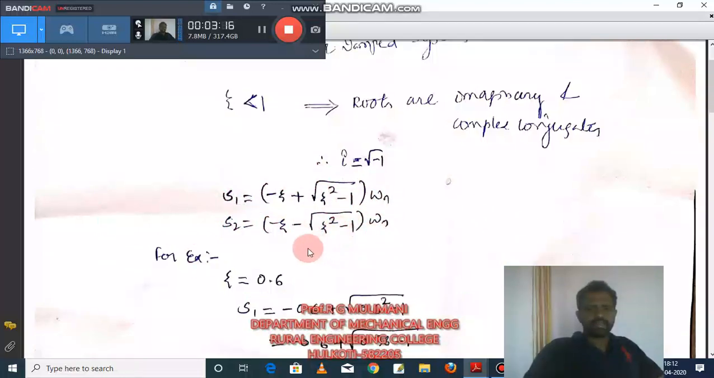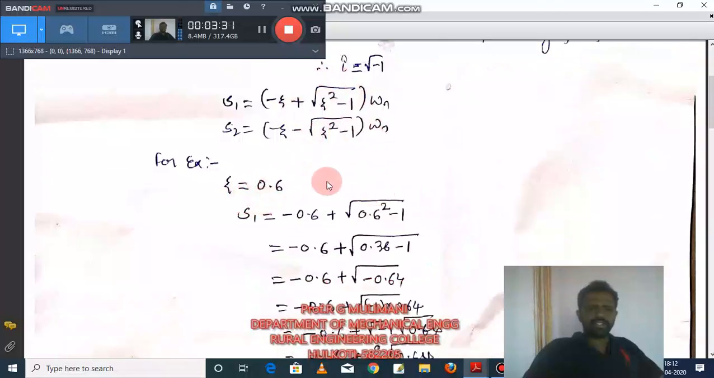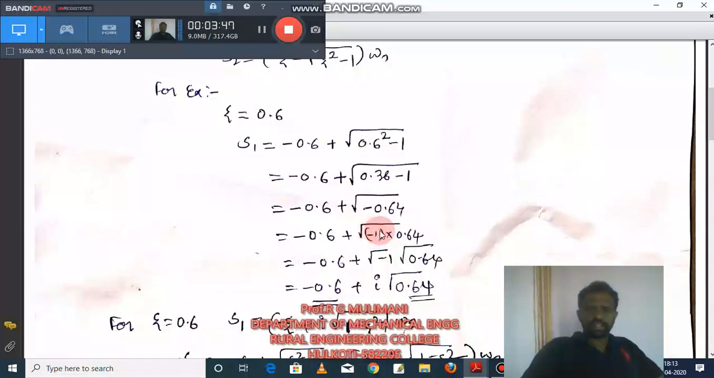Now, if zeta value is less than 1, then this square root of zeta square minus 1 will come out negative. For example, if you take zeta value 0.6, which is less than 1, then 0.6 square is 0.36, minus 1 is minus 0.64. If you take this minus outside, then it is square root of minus 1, and square root of minus 1 is nothing but i. It is an imaginary value.